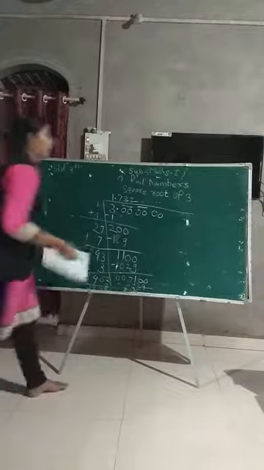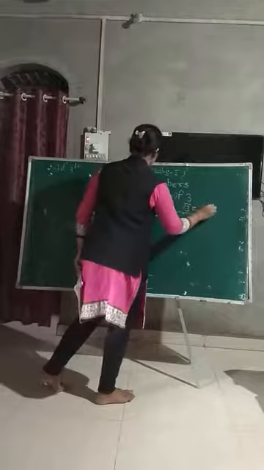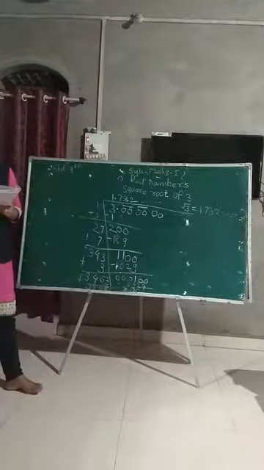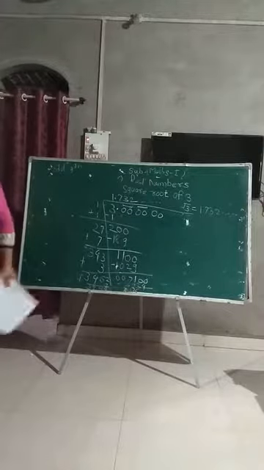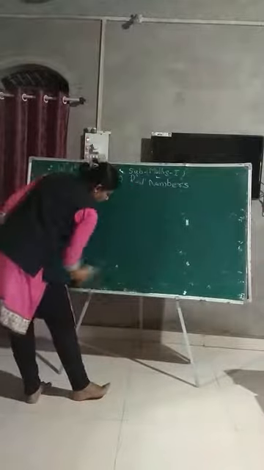So root 3 and root 2 are irrational numbers because the quotients of these numbers are non-terminating and non-recurring. Now we see the introduction of the number pi. Pi is a number.